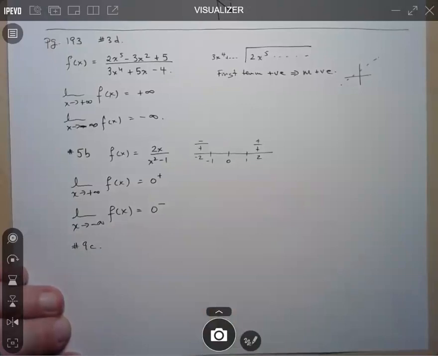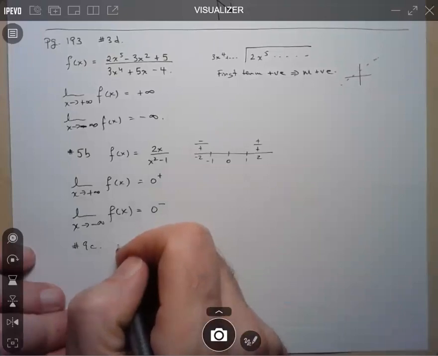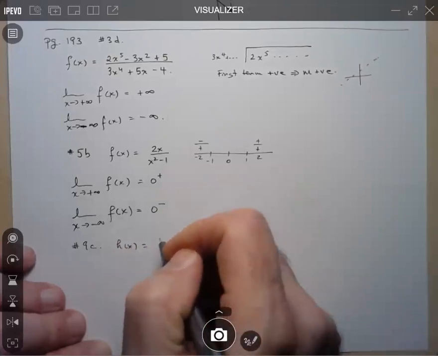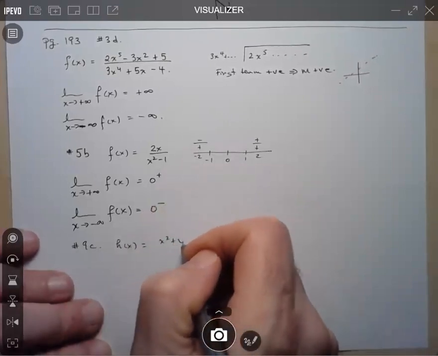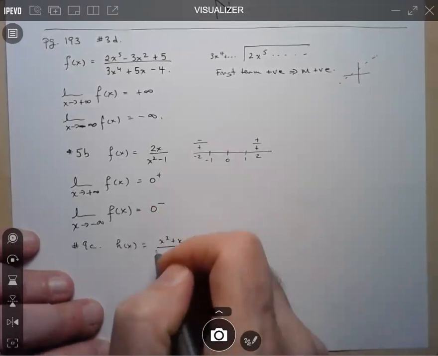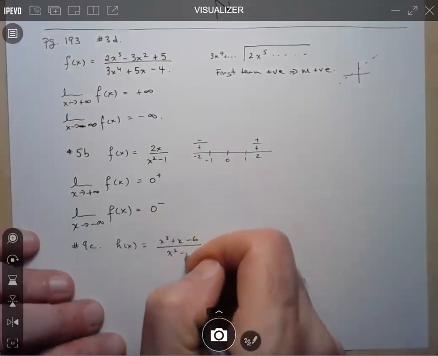It says for each function, determine any vertical or horizontal asymptotes and describe its behavior on each side of any vertical asymptotes. So notice here, horizontal asymptotes are just asking if there are any. They're not asking us to say if it's approaching from top or below. So 9C, let me just write that down. h of x is equal to x squared plus x minus 6 over x squared minus 4.